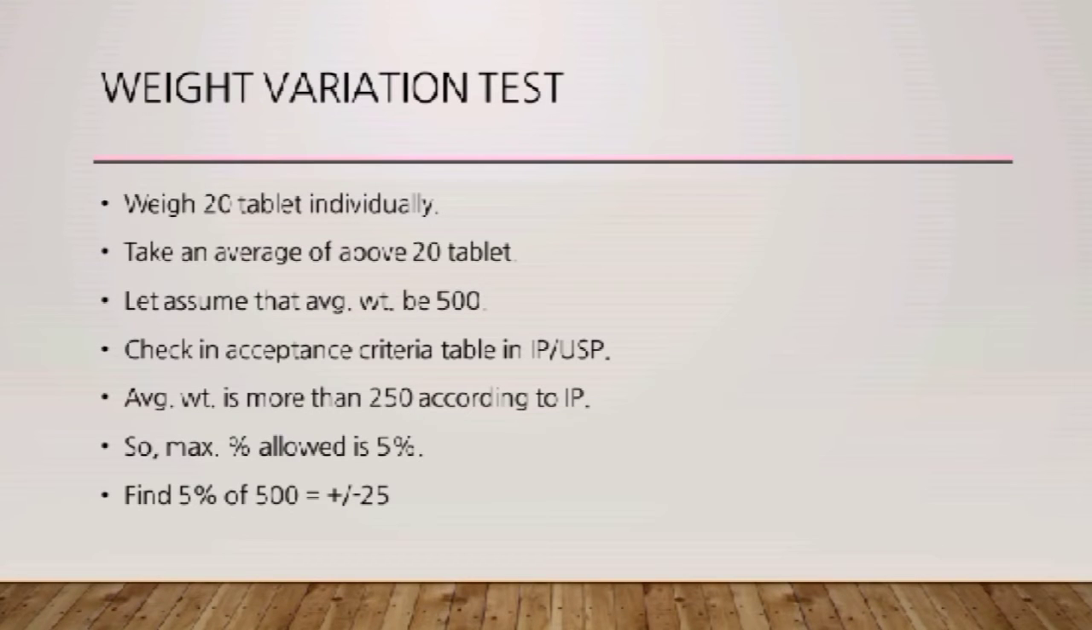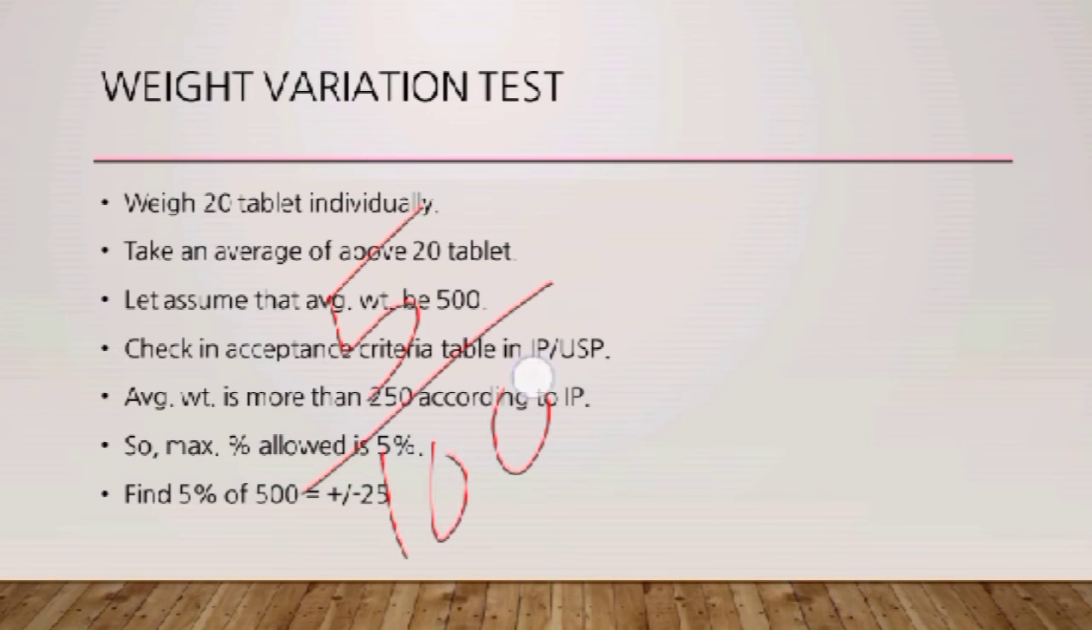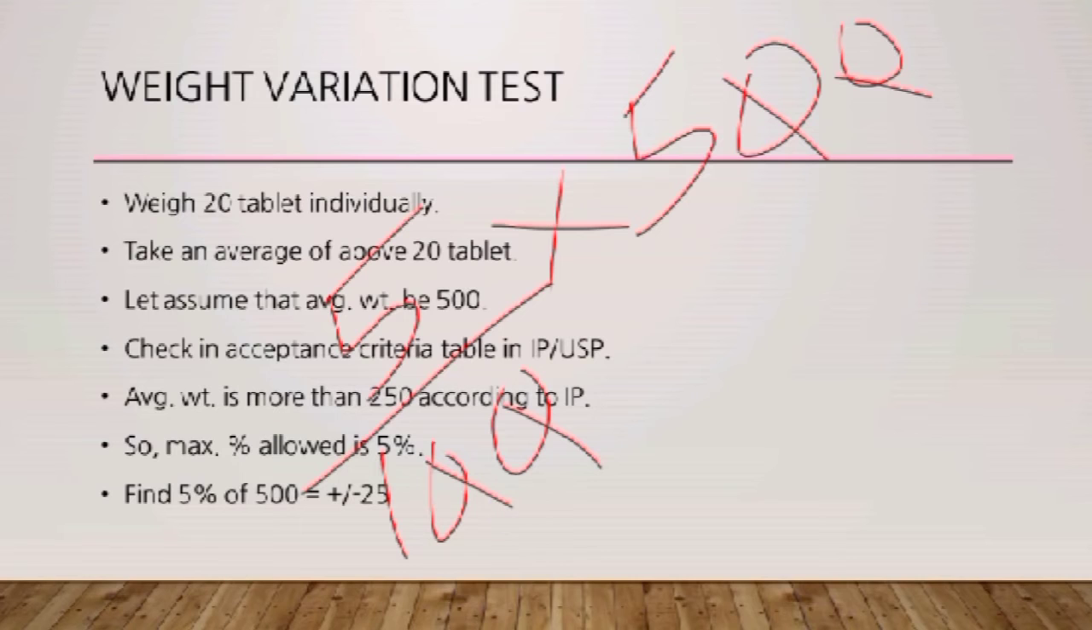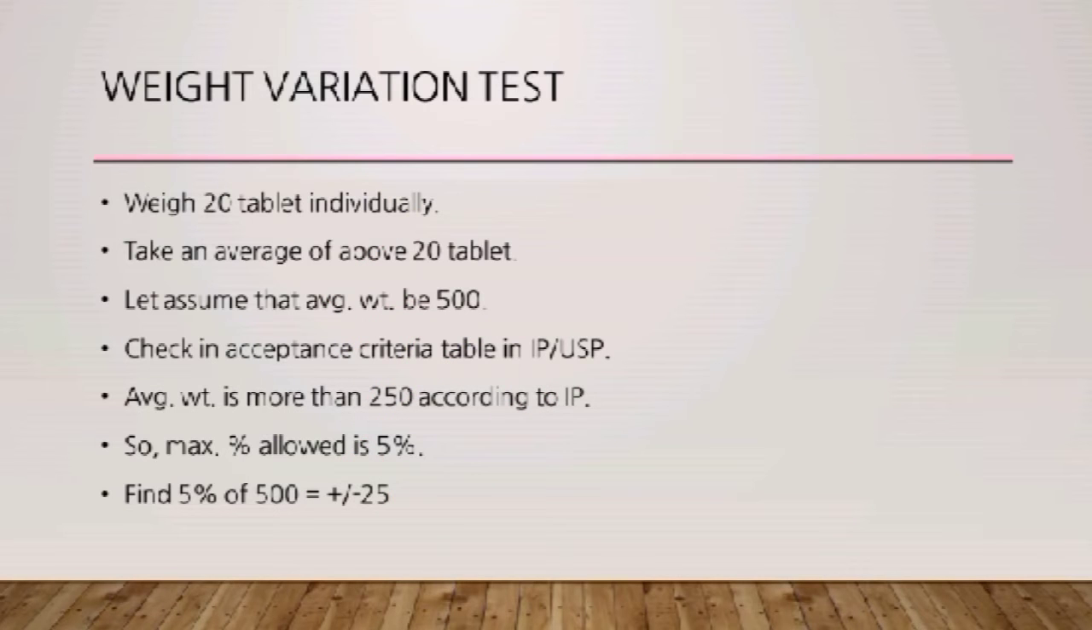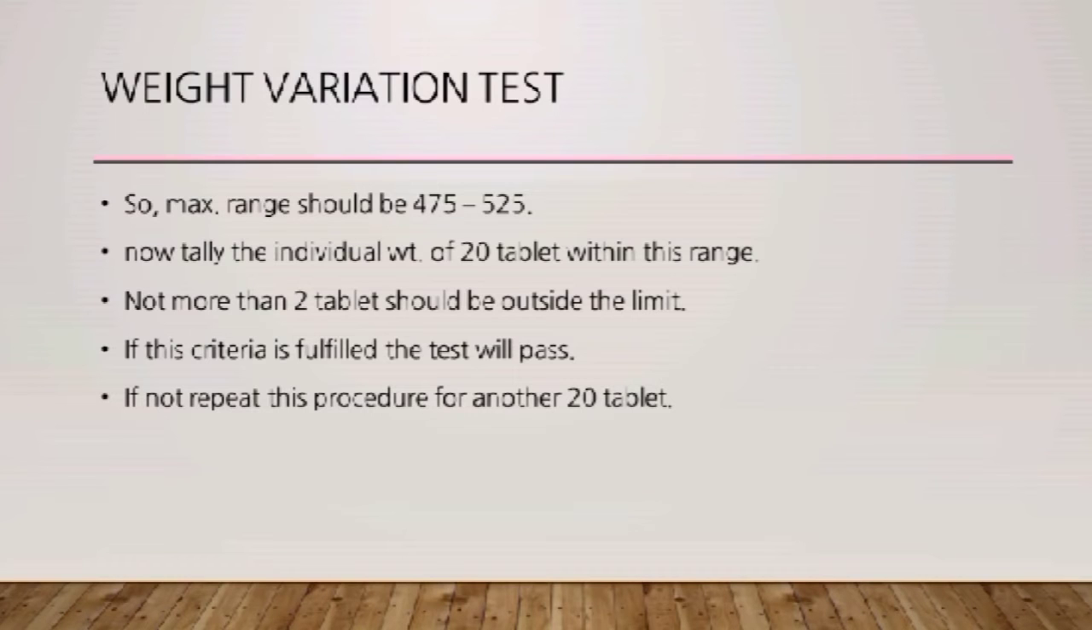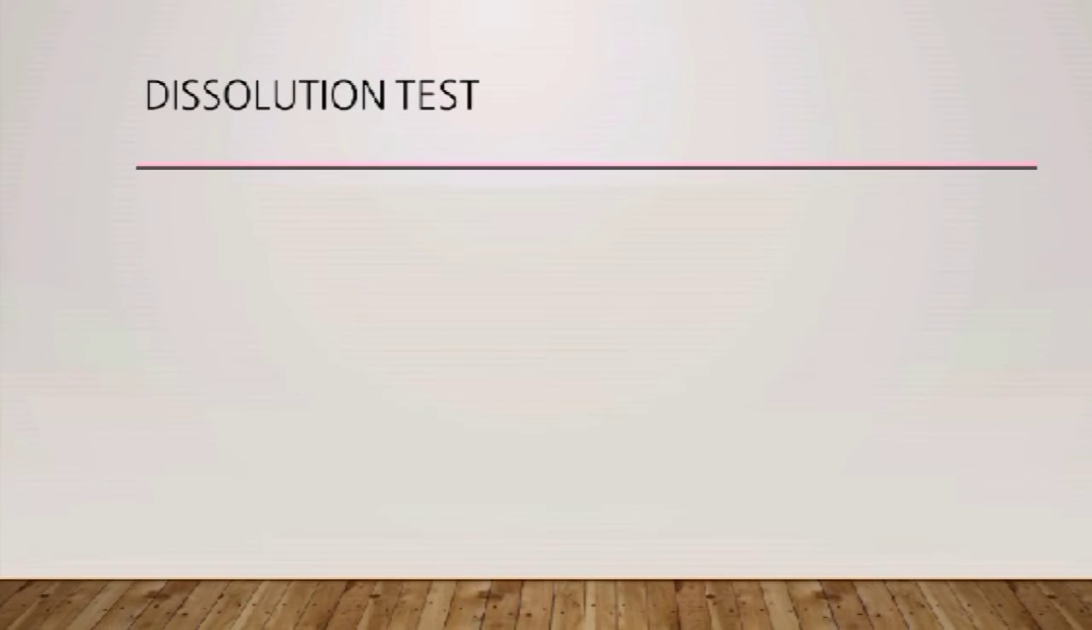So you have to find 5% of 500. How to calculate 5% of 500? Simply divide by 100 and multiply by 500. So it comes out to be 25. So it will be plus or minus 25. You have to subtract 25 from 500 and add 25 to 500. So the acceptable range should be 475 to 525. Now tally the individual weights of the 20 tablets within this range. Not more than 2 tablets should be outside the limit. If this criterion is fulfilled, the test will pass. If not, repeat this procedure for another test.